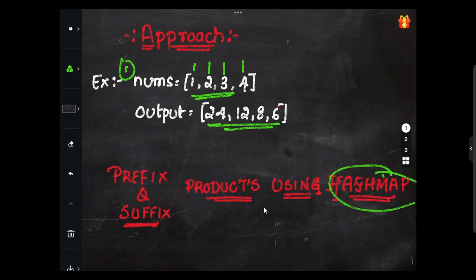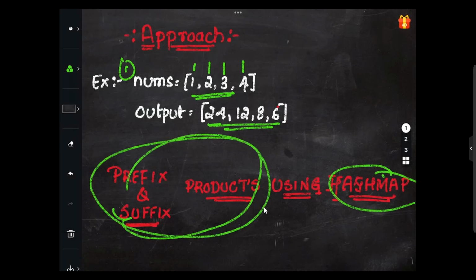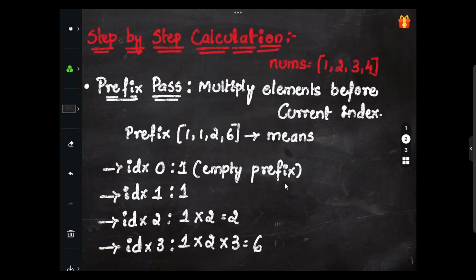I hope this is clear. When I show you the calculation by taking the first example here, you will understand why hash map is required and why we are making use of prefix and suffix products here. This is the part I am speaking of. I hope this is clear.